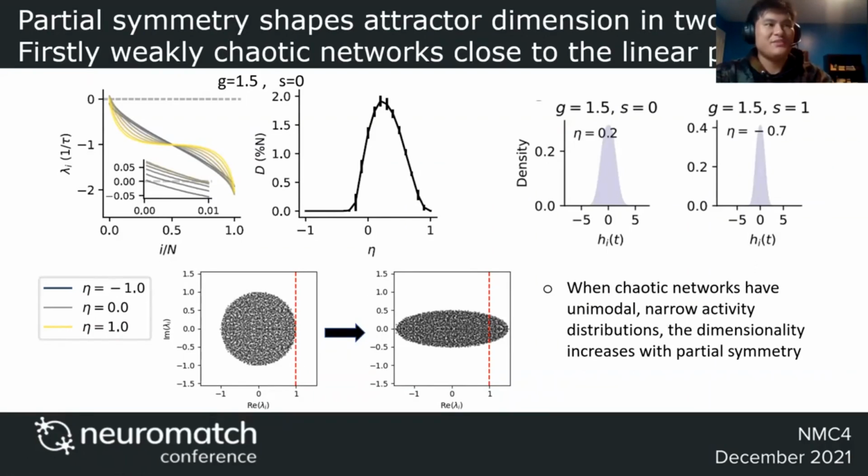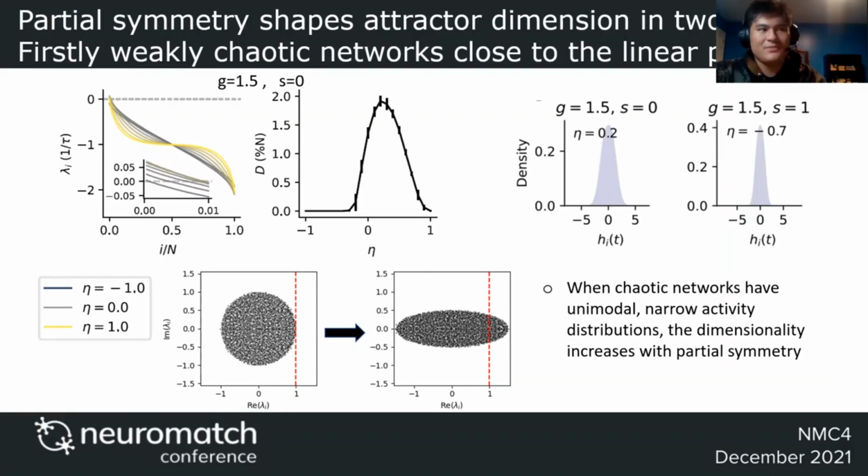When we relate partial symmetry and antisymmetry to the dimension of the attractor, we obtain two regimes in which partial symmetry and antisymmetry influence dimensionality. In the first, we consider the weakly chaotic regime, where the network still operates somewhat in a linear picture, since the distributions of unit activities are unimodal and narrow. Here, we can see that since partial symmetry increases the real parts of the network eigenvalues, it also has a similar effect on the eigenvalues of the Jacobian, which describes the growth of small network perturbations in tangent space over a short time interval. We increase the number of unstable directions that perturbations can grow in, and this leads to a greater number of positive Lyapunov exponents and a larger attractor dimension.